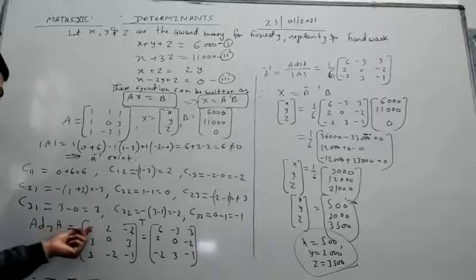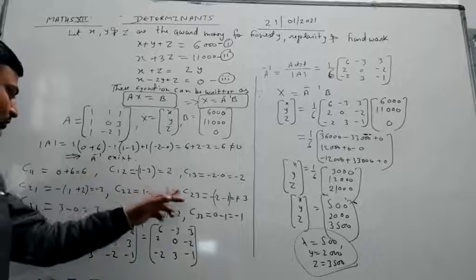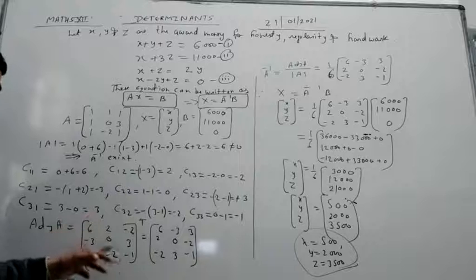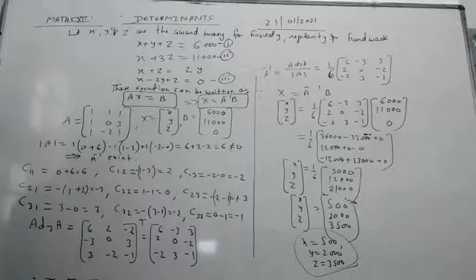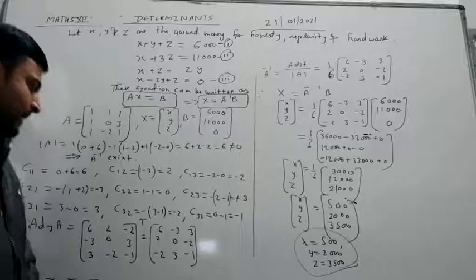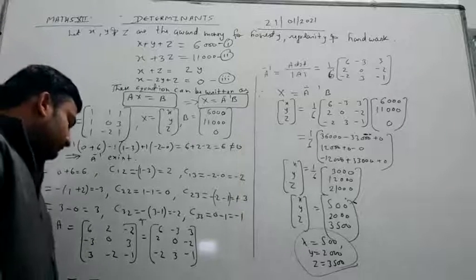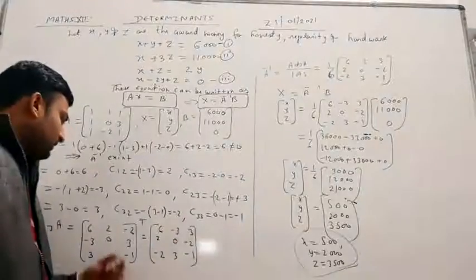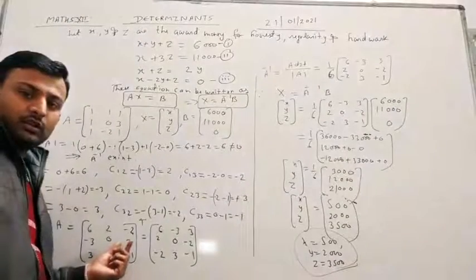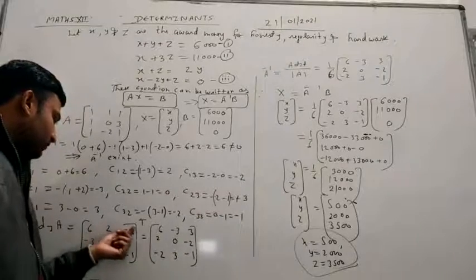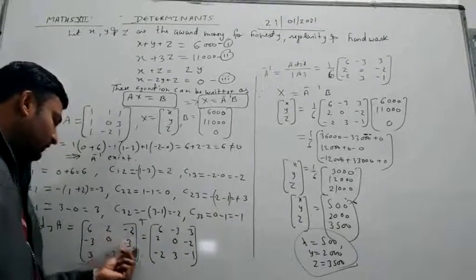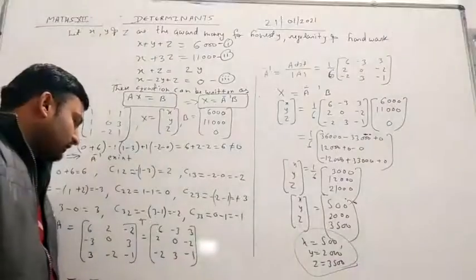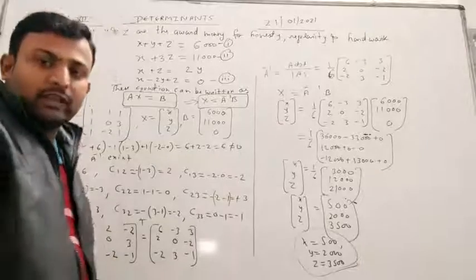Then now we can write our adjoint of A. So adjoint of A will be equal to what? This: 6, 2, minus 2, minus 3, 0, 3, 3, minus 2, minus 1. And then the transpose of this, when we change the rows into columns, we write 6, minus 3, 3, 2, 0, minus 2, minus 2, 3, minus 1. So this is our adjoint of A student.